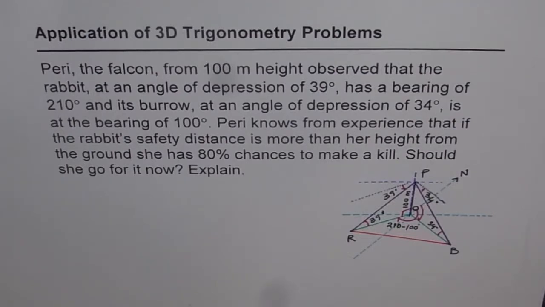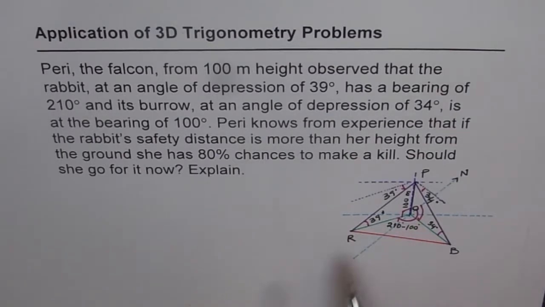Perry knows from experience that if the rabbit's safety distance is more than her height from the ground, she has 80% chances to make a kill. Should she go for it now? Explain. So that's a very interesting practical problem.